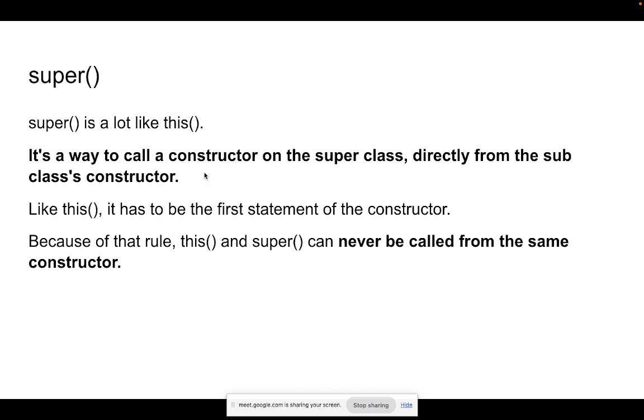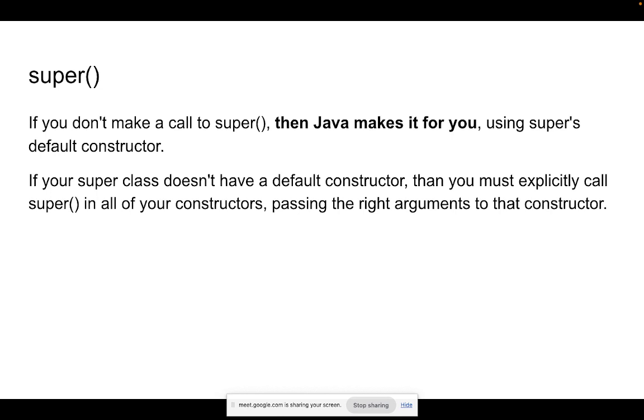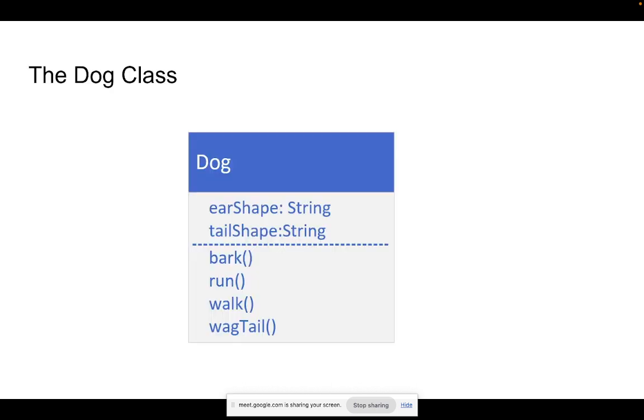It's a way to call a constructor of the superclass directly from the subclass constructor. Like this constructor chaining that we saw in the last class, we'll talk about more later. For that, it has to be the first statement in the constructor. That's why this super function can never be called from the same constructor. And suppose you don't call a super constructor, then Java makes it for you. It will create a default super constructor as well. So you have to pass the right arguments to the constructor if you're explicitly calling it.